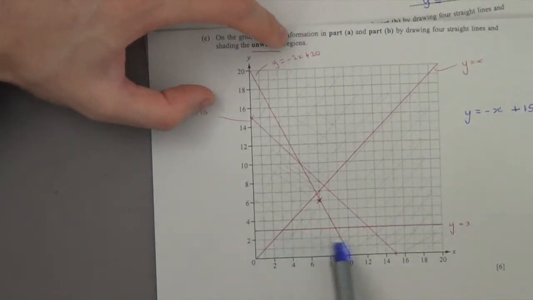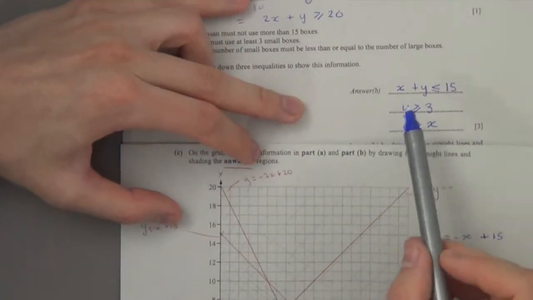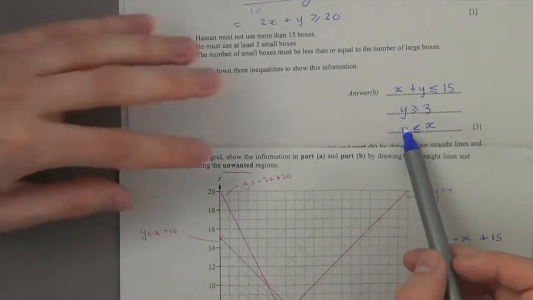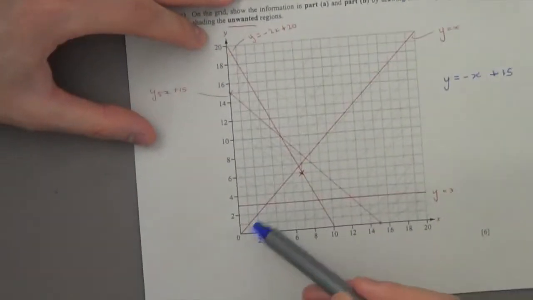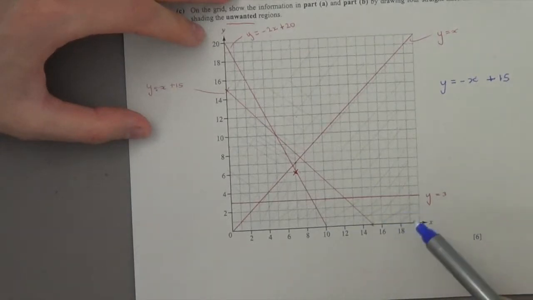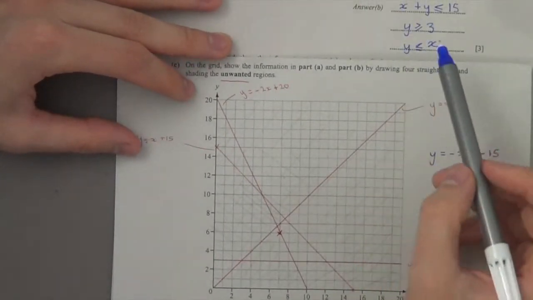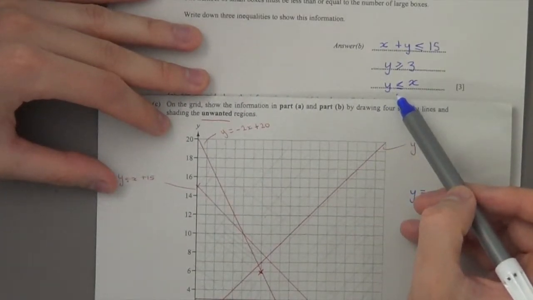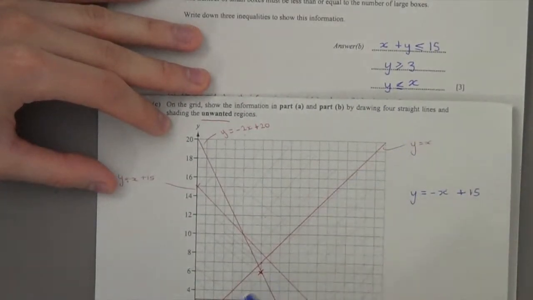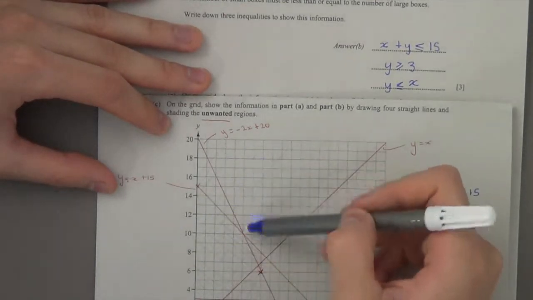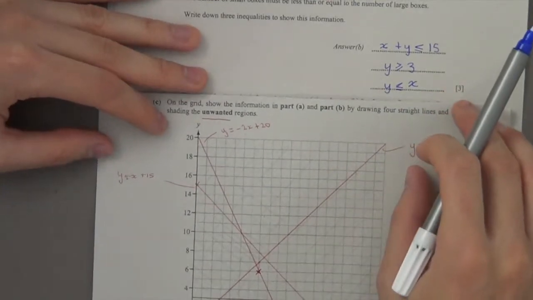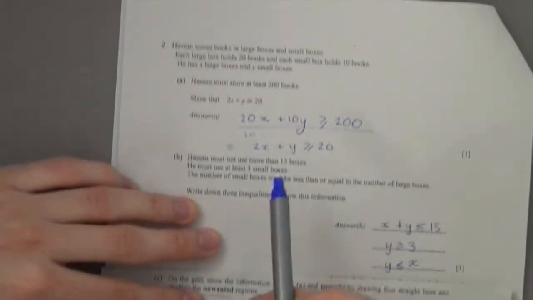The y equals 3 line, let's have a look at this inequality here. It says we want what is greater than 3. So let's shade what's unwanted, so it's everything below it, which is this bit here. And the y equals x line, it says y is less than x. So if this is the y equals x line, we want everything below it, so we shade everything on top of it.